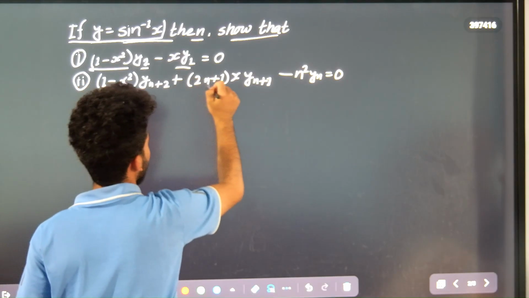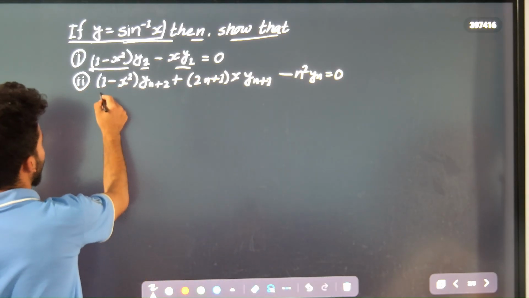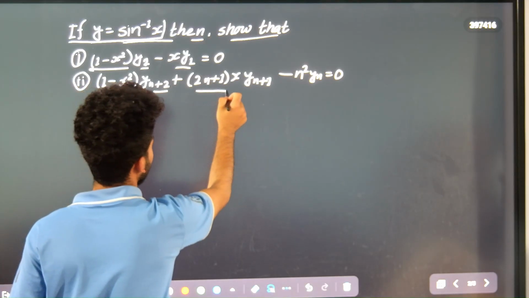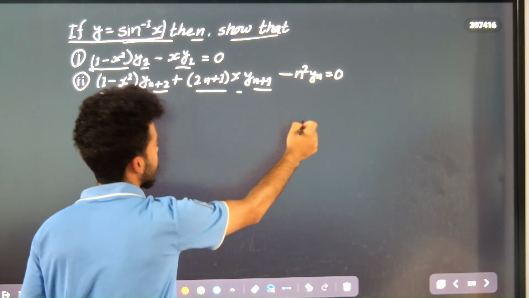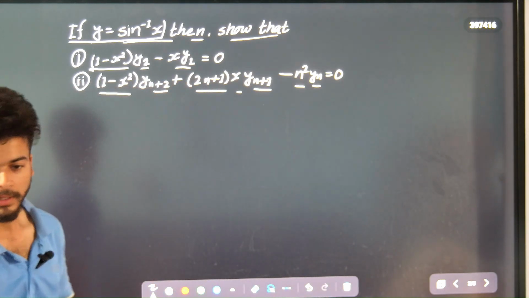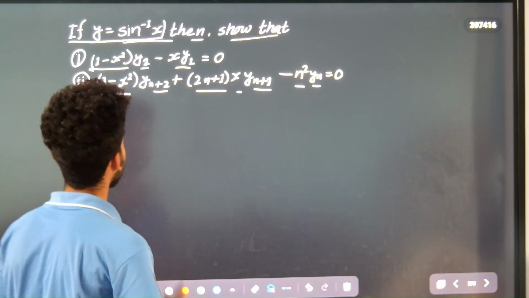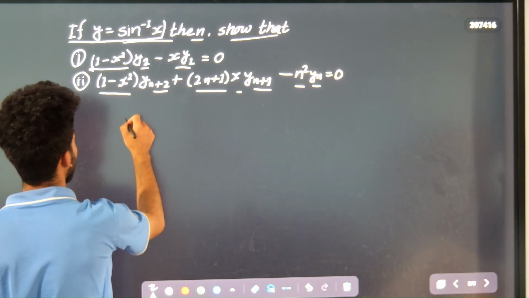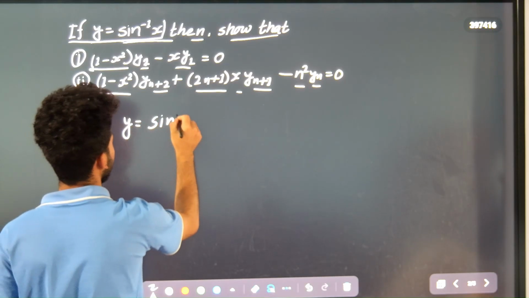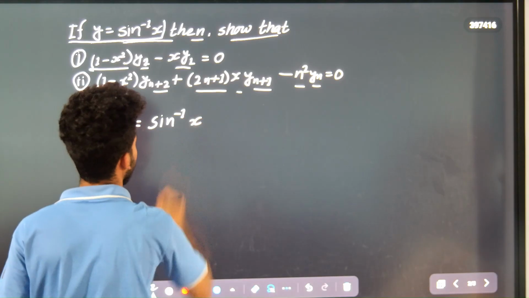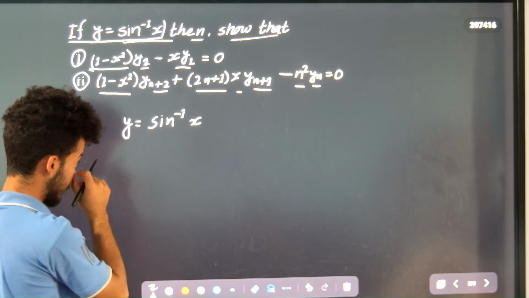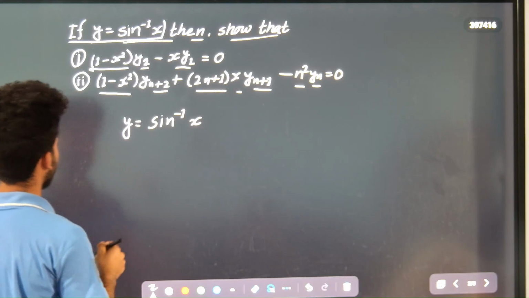x y1 equals 0, and 1 minus x square yn plus 2 plus 2n plus 1 x yn plus 1 minus n square yn equals 0. So how to solve this? To solve this, we can write the original question: y equals sine inverse x. At the initial state, we mainly differentiate it with respect to x.